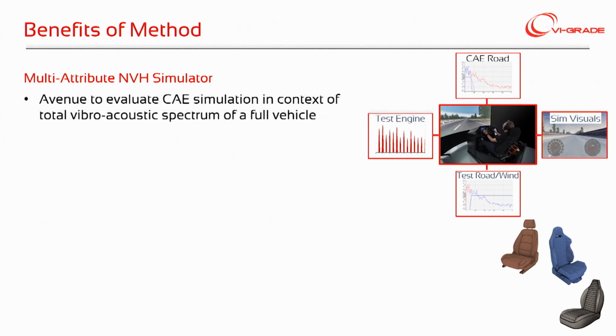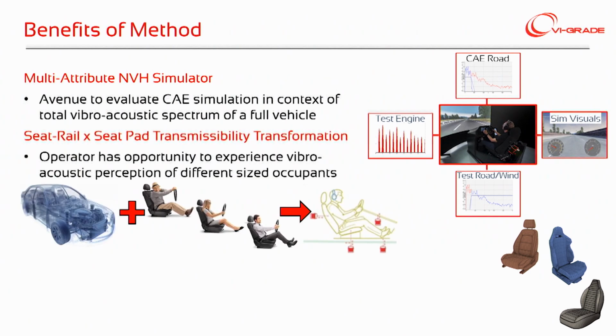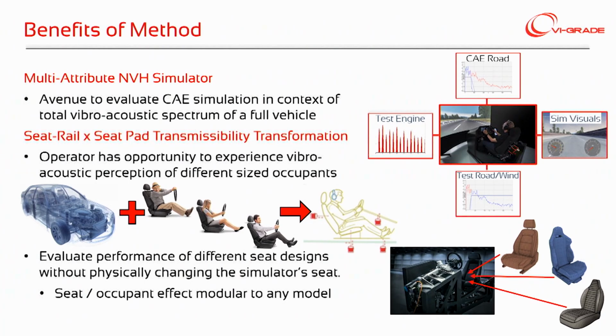So the benefits from some of this: we've got a multi-attribute MVH simulator that has the avenue to evaluate CAE simulation in context of the total vibroacoustic spectrum in the vehicle. And now with this approach of being able to use a seat rail to seat pad transmissibility transformation, the operator has an opportunity to experience a vibroacoustic perception of different sized occupants, but also the ability to evaluate different seat designs in the compact.